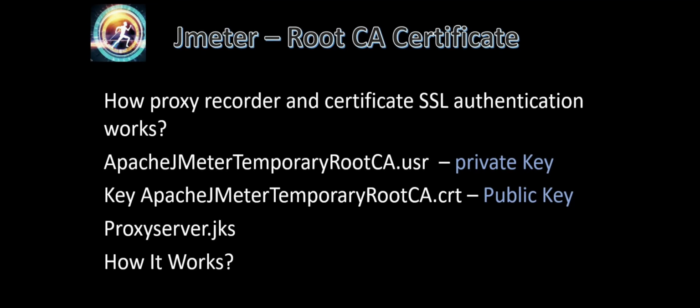In this video session, we are going to see how the JMeter proxy recorder works and how this SSL authentication mechanism works between your client and server while recording using JMeter. In my earlier videos, I've already explained the major prerequisites that you have to do before recording using JMeter. One of the prerequisites is updating the certificate file. So in this video, we are going to discuss why we need that certificate and what exactly happens when we record through that proxy recorder.